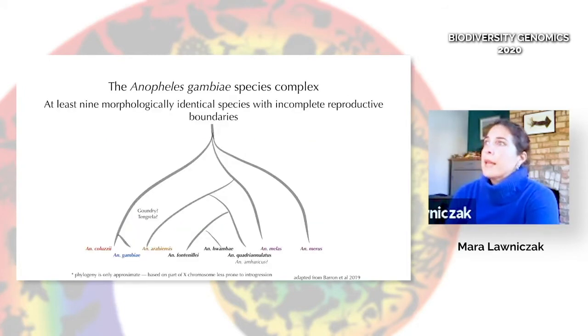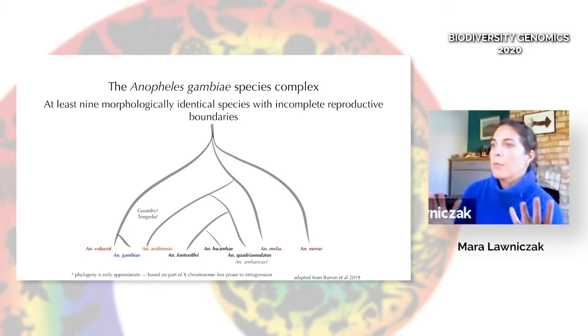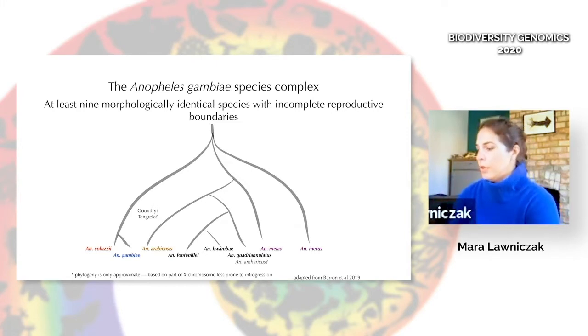The Gambiae complex is notorious for these porous species boundaries, and that has made really understanding its historic speciation events more complex and challenging, because so much of the genome can move between species. This phylogeny is based just on part of the X chromosome, where it seems that there's been a little bit less hybridization and introgression happening between species.